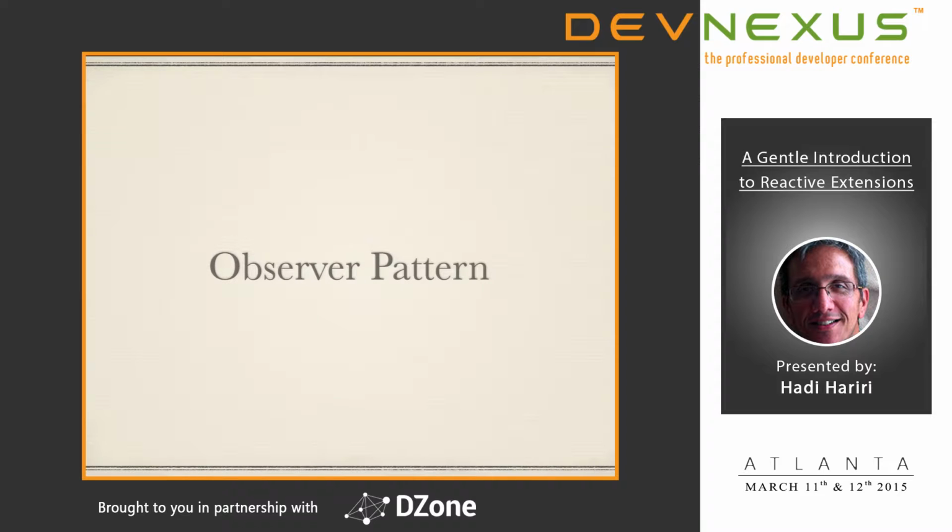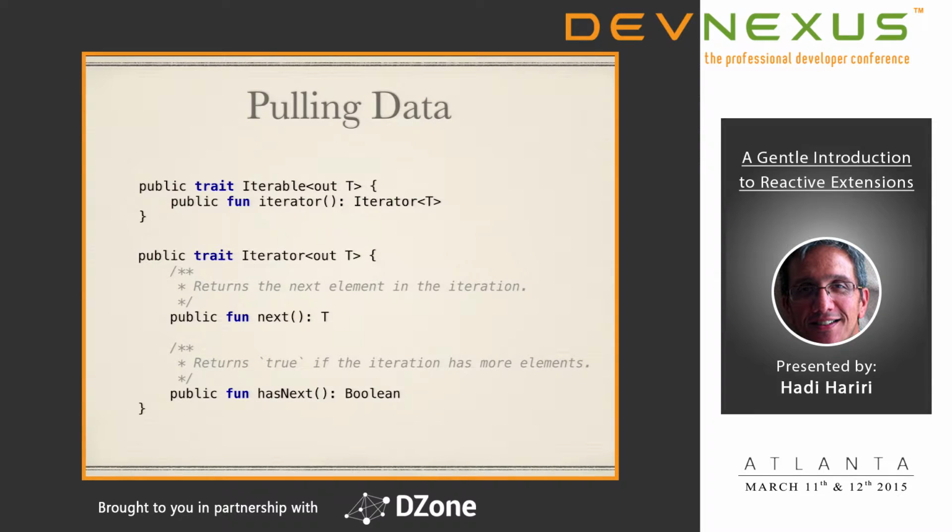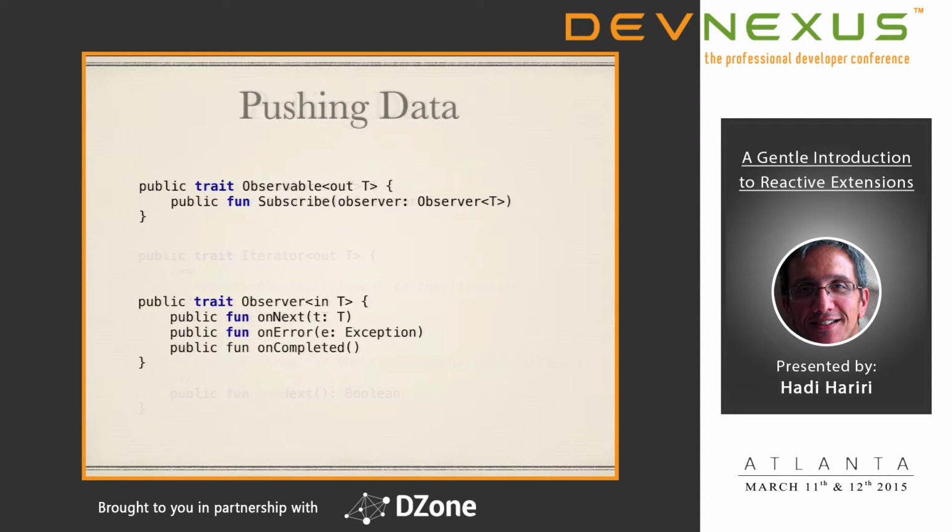So, how many of you are familiar with the observer pattern? The observer pattern, basically, you observe something and then get notified when information is available. Now, back to that iterable: we have this iterable and this iterator, and what we're doing is pulling data. So why don't we convert this into a concept of pushing data? Instead of pulling data, we're going to push data.